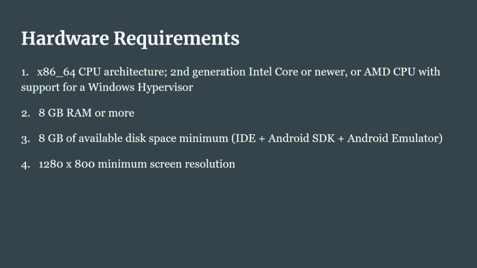Yeah. So let's see what the hardware requirements for the mobile development app look like. So we need an x86-64 CPU, 8 GB RAM, and a minimum disk space of 8 GB. And the minimum resolution for the display is around 1280 by 800 pixels.